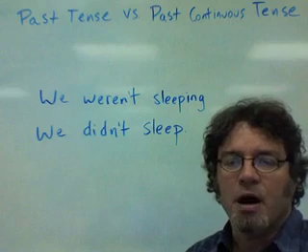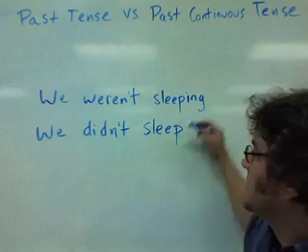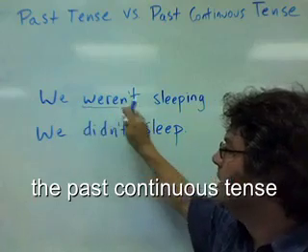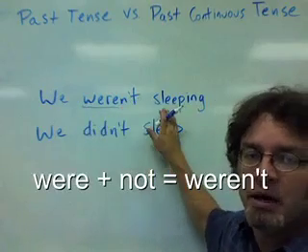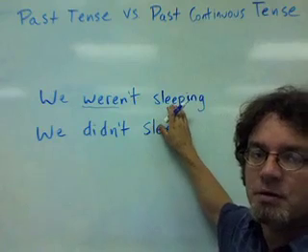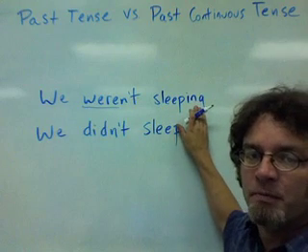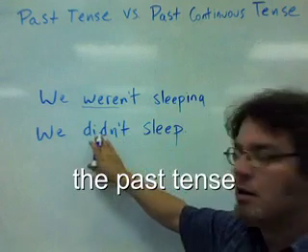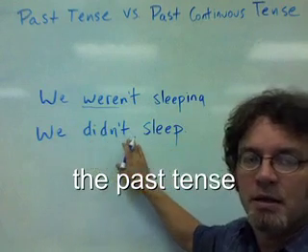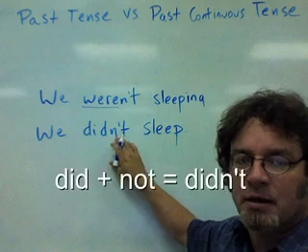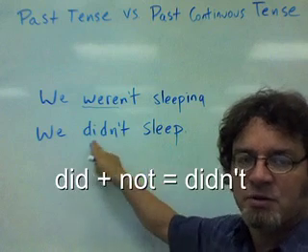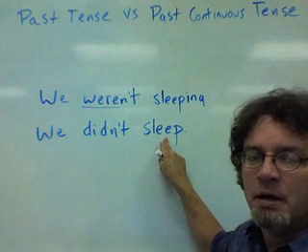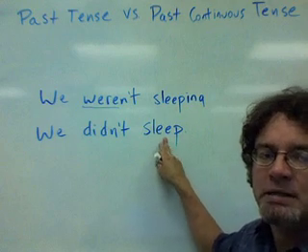These two sentences are negative. The first sentence is in the past continuous tense, using the verb be and not. The main verb, sleep, sleeping, is in the continuous form. We weren't sleeping. In the past tense, use the helping verb did, then not. I put these together to make didn't. And the main verb is in the simple form, sleep. We didn't sleep.